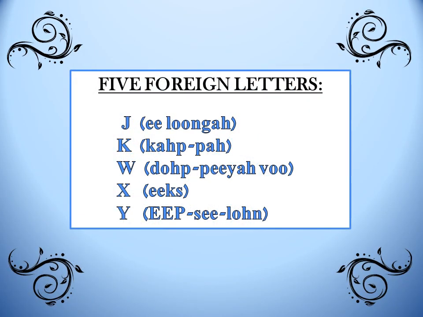These 5 letters are foreign to Italian. When they appear in a word or proper name, it is an indication that the word is not of Italian origin. Let's pronounce these letters as an Italian would. I lunga, K, W, X, Y.